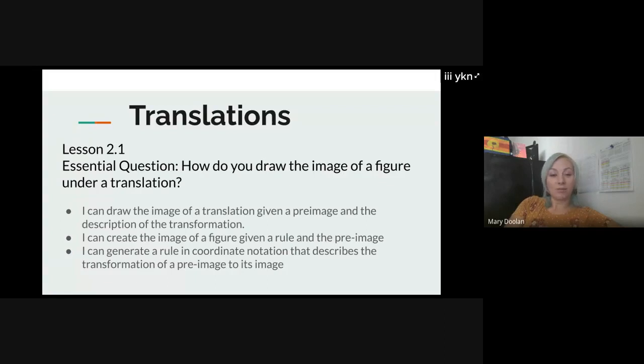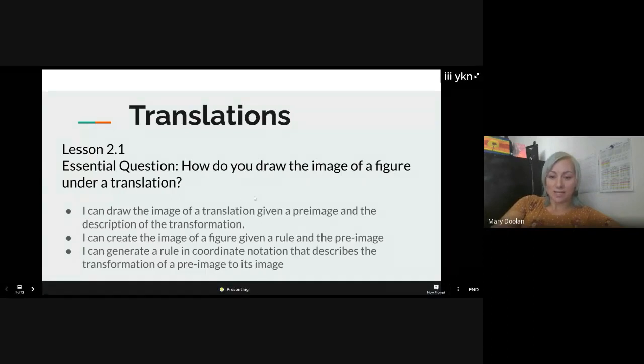And then we have 3 I can statements. So these are the 3 things that we're going to be able to do, hopefully, by the time we're done with this lesson. I can draw the image of a translation, given a pre-image and the description of the transformation. I can create the image of a figure, given a rule and the pre-image. I can generate a rule and coordinate notation that describes the transformation of a pre-image to its image. All right, so these are the things we're going to be learning about today.